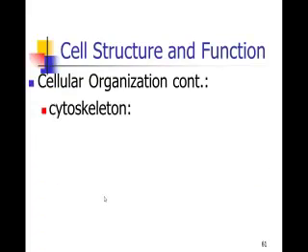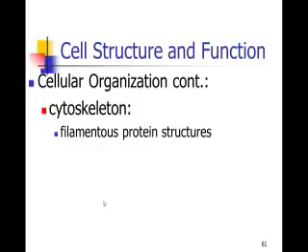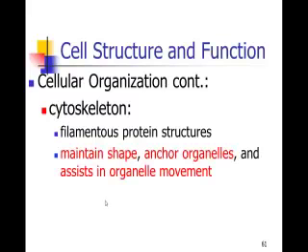So we have the cytoskeleton. This is sort of a new addition for cell organelles. These are filamentous protein structures within the cell, and they have a number of functions. They help maintain the shape of the cell. Cells have pretty much predictable shapes. They anchor the organelles within the cell so that they are stable in position, and in some cases they help the organelles move.